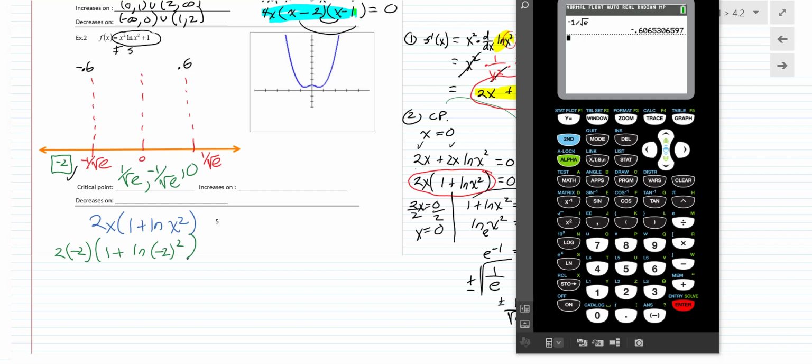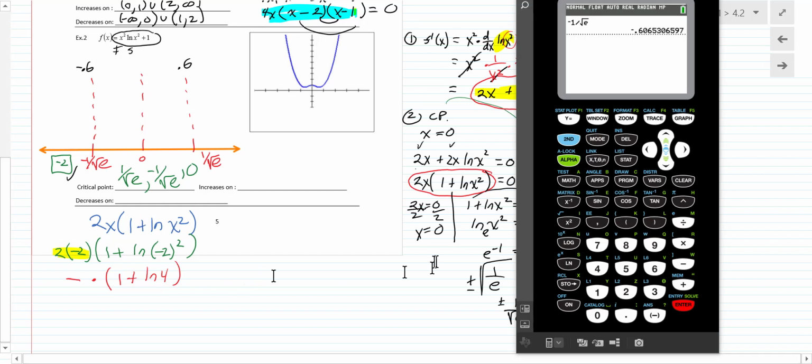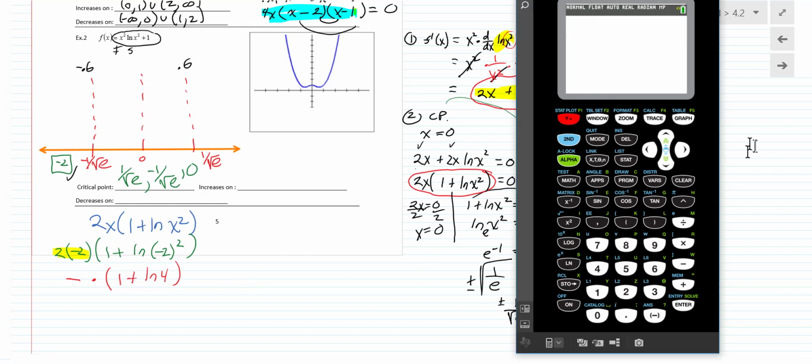Don't go jumping for your calculator on this, because you'll get more out of it if you analyze it in your head. So here's the way I look at this. This right here is negative, right? Agree? Okay. Now, how about this? What you're doing here is you're doing 1 plus ln of 4. What is that whole thing? Positive.